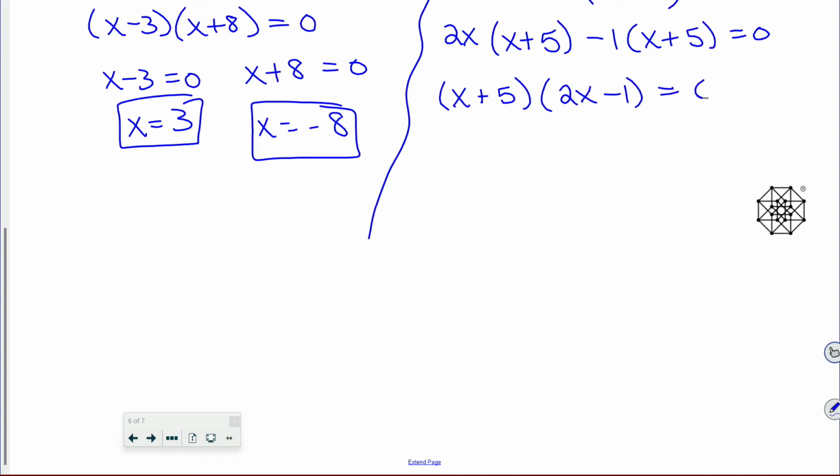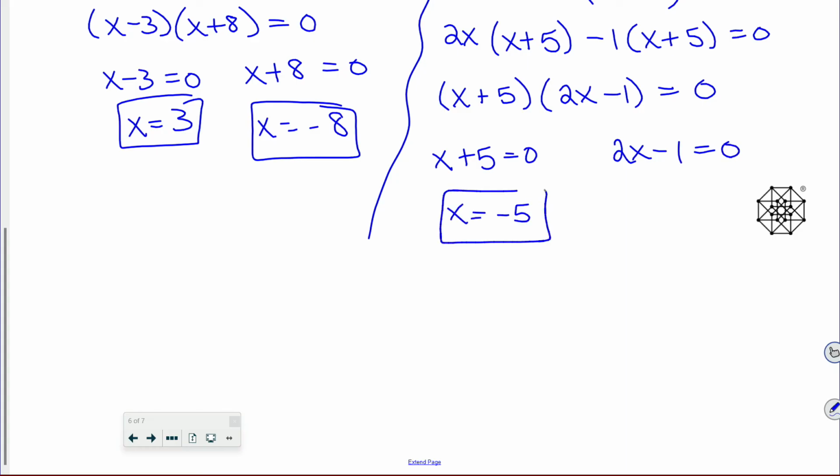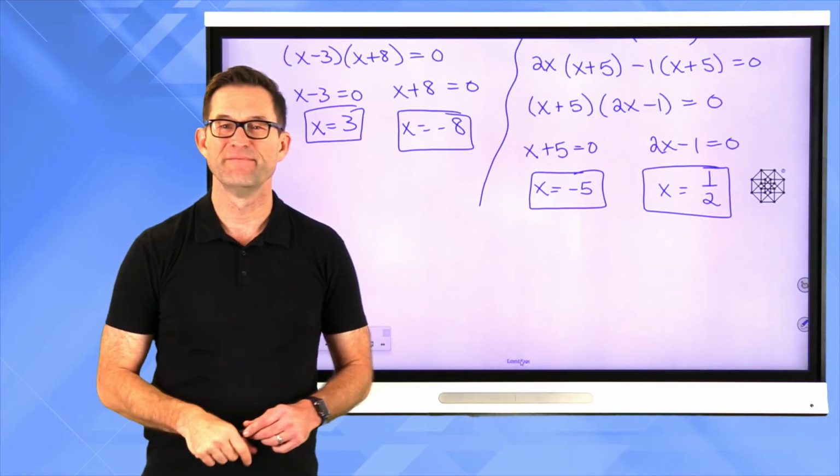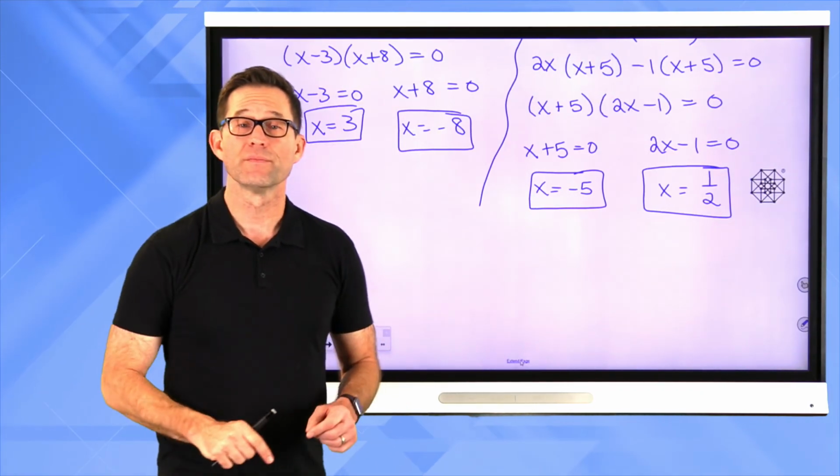At this point, I now can factor an x plus 5 out of both of them, leaving me with x plus 5 times 2x minus 1, setting my x plus 5 equal to 0 and my 2x minus 1 equal to 0. Here I simply need to do a one-step equation, which gives me x equals negative 5. Here I'll add 1 and then divide by 2 on both sides to get 1/2. All right, and that's it. So let's summarize.